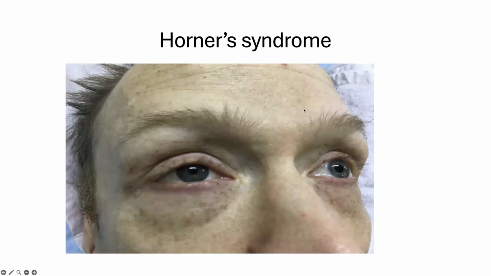So this is a patient who had Horner syndrome, and with Horner syndrome, typically they get anhidrosis, ptosis and miosis. This is what this patient presented with.